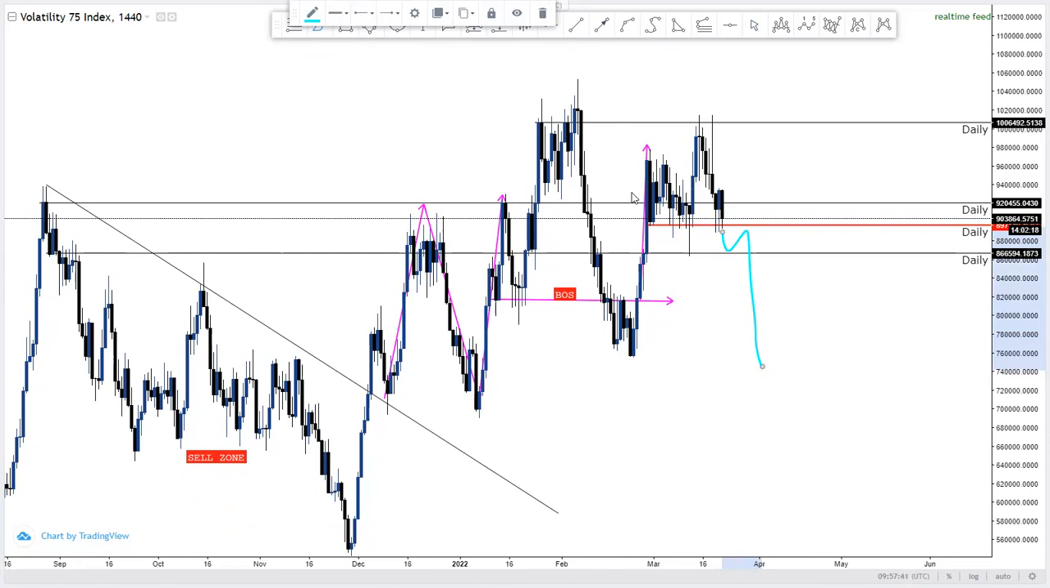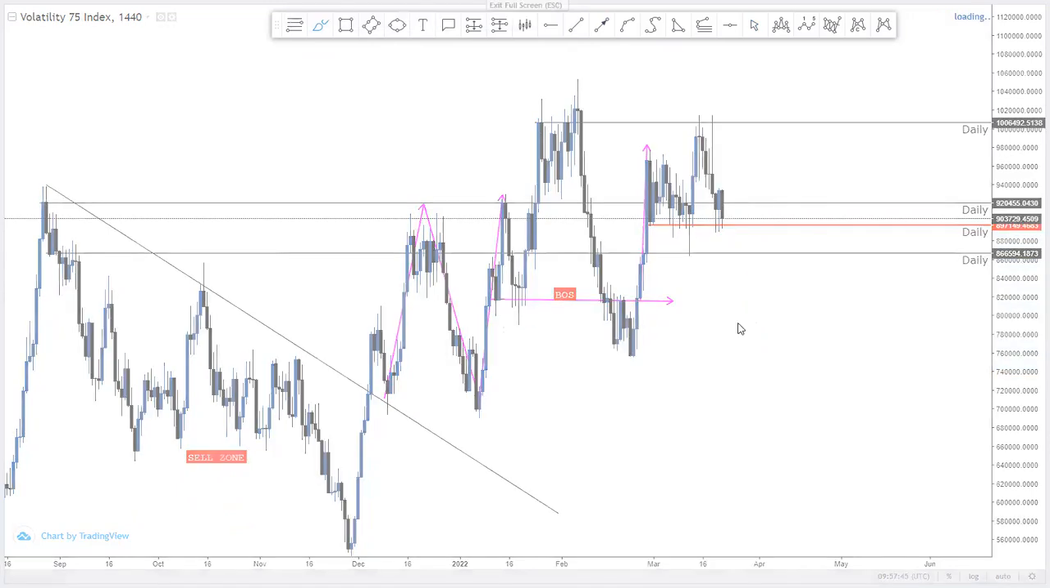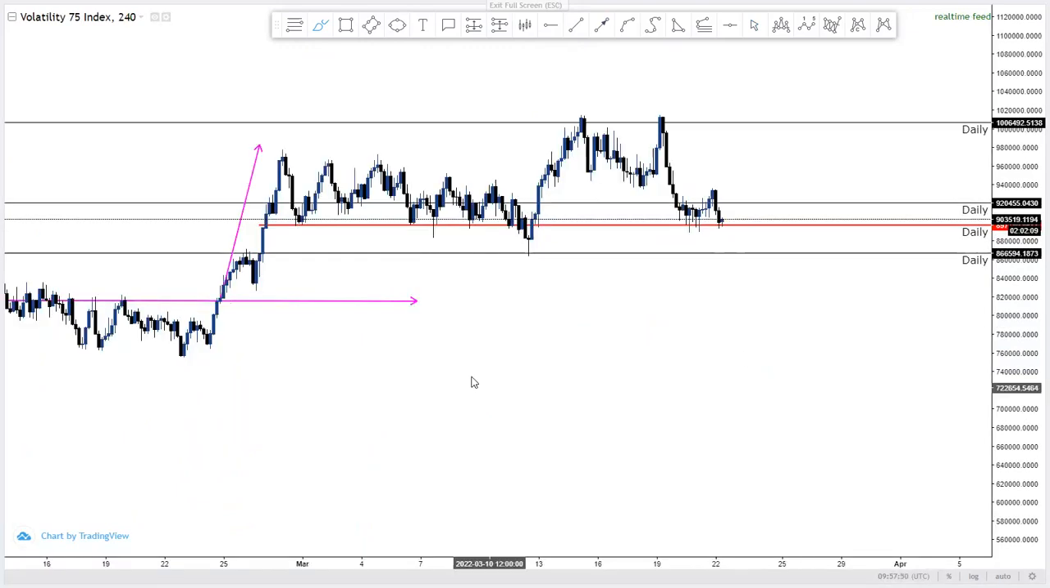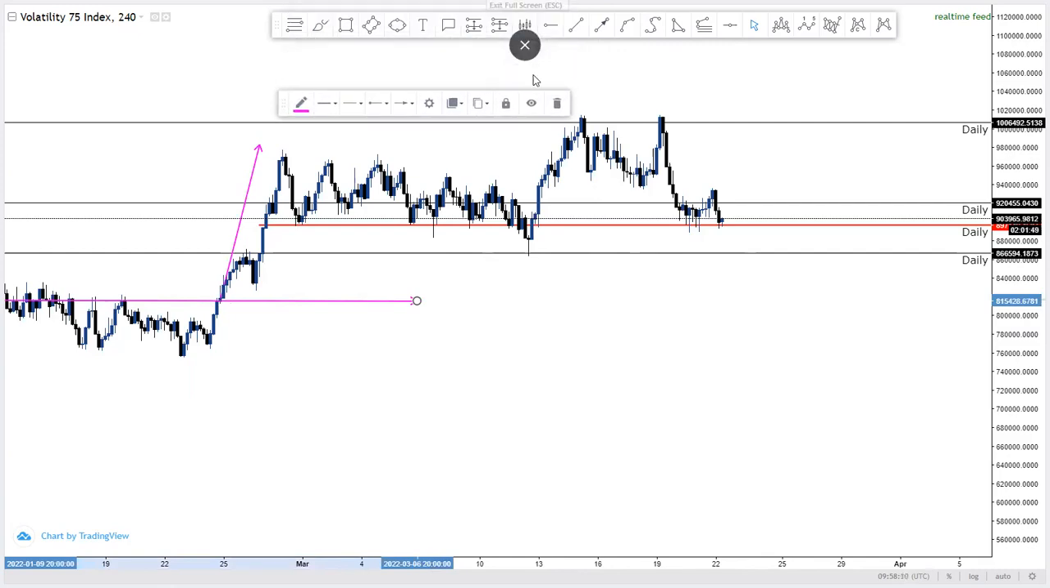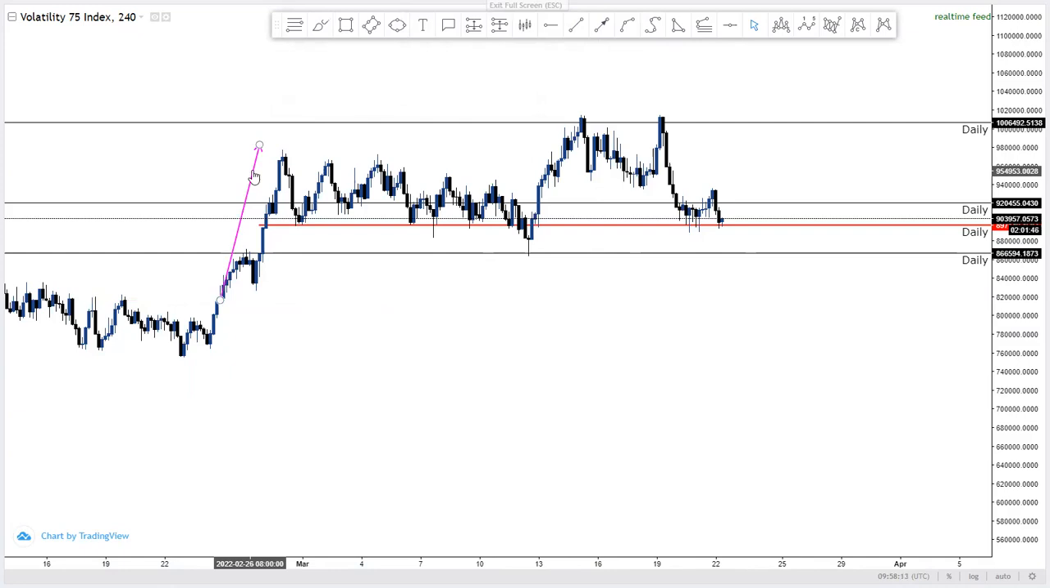So roughly the market is here. Let me just scroll down to 4 hours so that we can see some other things and factors to consider as well. So on the 4-hour time frame, as you can see, okay, let me remove that as well. We're on the 4-hour time frame.